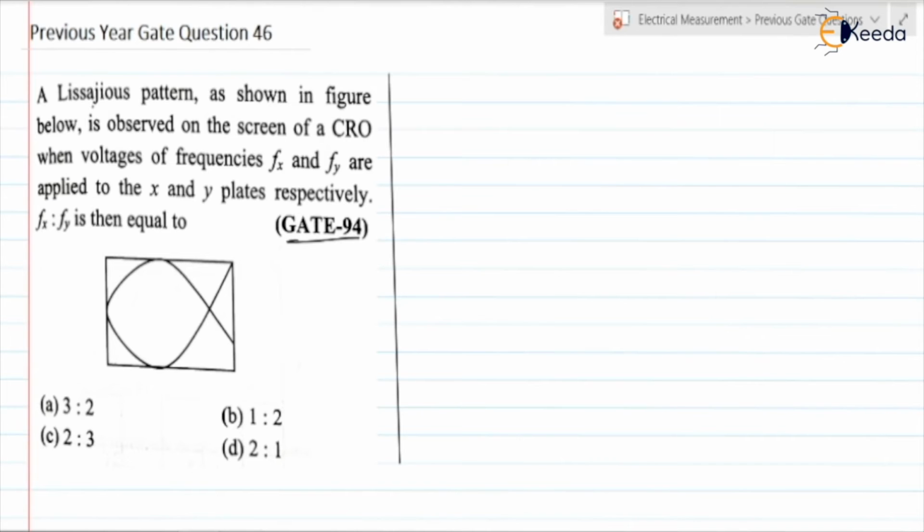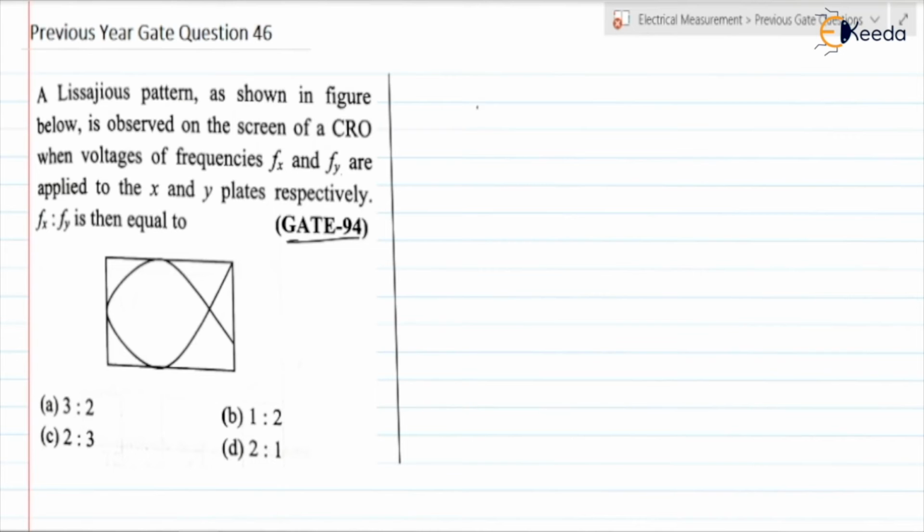Previous year GATE question number 46. Let us read the question. A Lissajous pattern as shown in the figure below is observed on the screen of a CRO when voltages of frequencies fx and fy are applied to the x and y plates respectively. So fx is to fy is then equal to, they have given the four options.